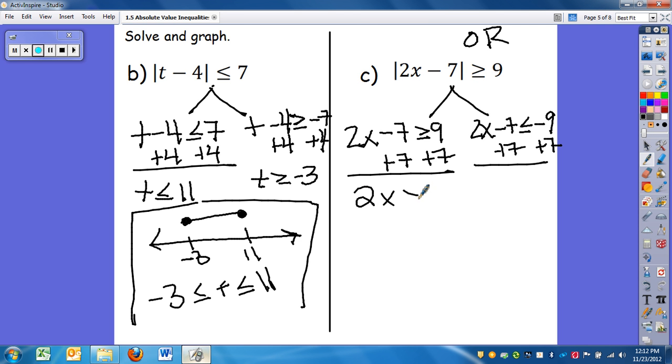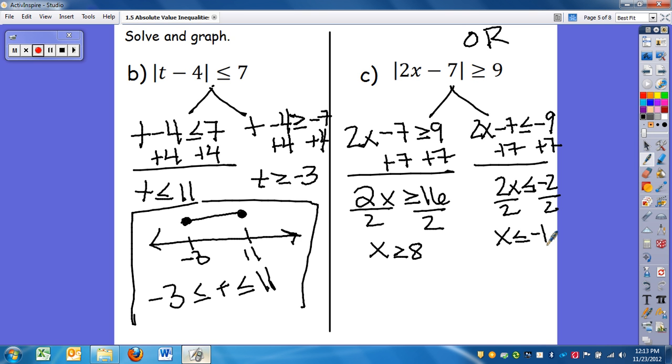2x is greater than or equal to 16. And 2x is less than or equal to negative 2. Divide by 2. X is greater than or equal to 8. Divide by 2. X is less than or equal to negative 1.